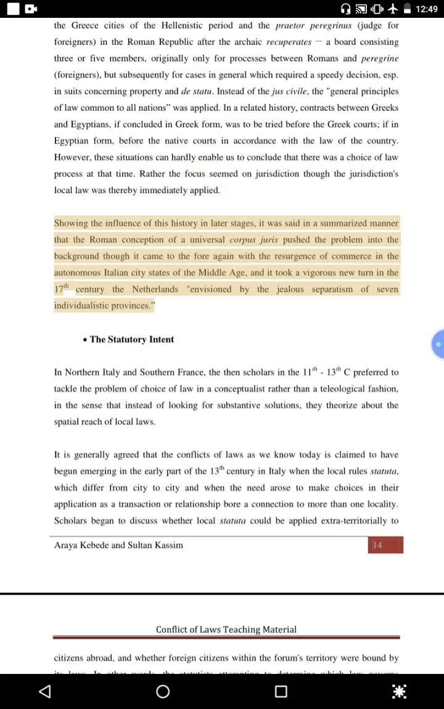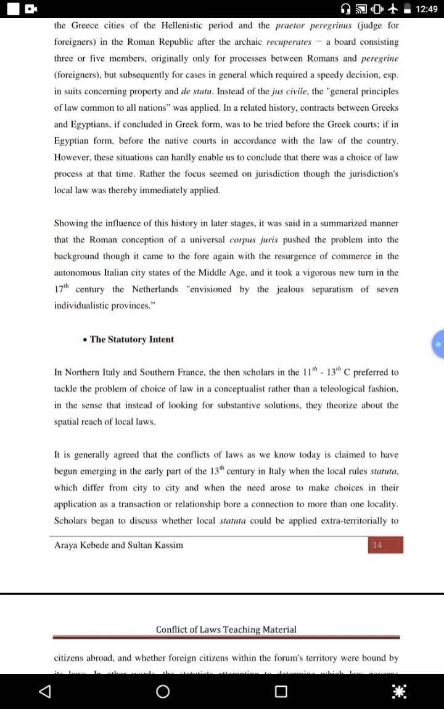Showing the influence of this history in later stages, it was said in a summarized manner that the Roman conception of a universal corpus juris pushed the problem into the background, though it came to the fore again with the resurgence of commerce in the autonomous Italian city-states of the Middle Ages, and it took a vigorous new turn in the 17th century Netherlands, envisioned by the jealous separatism of 7 individualistic provinces.